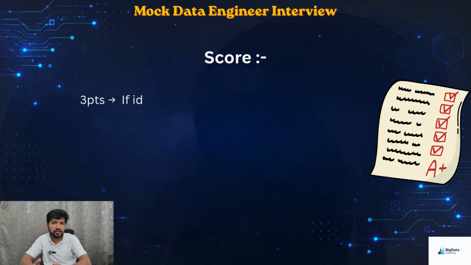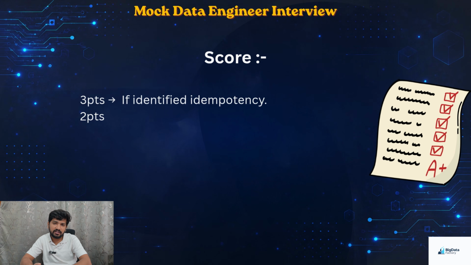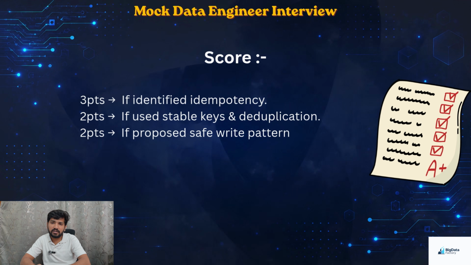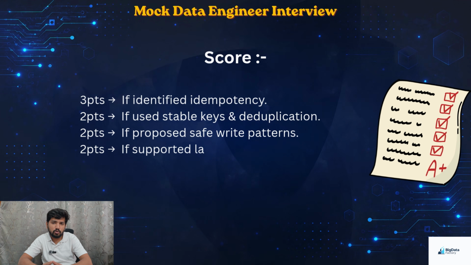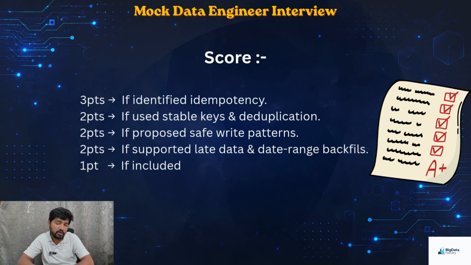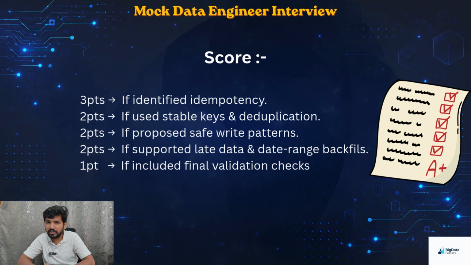A retry should not mean append the same data again. It should mean recreate or merge the intended result safely. Give yourself 3 points if you identified idempotency as the central issue. 2 points if you used stable keys and deduplication. 2 points if you proposed merge, partition overwrite, or another safe write pattern. 2 points if you supported the late data and date range backfills. And 1 point if you included validation before publication.